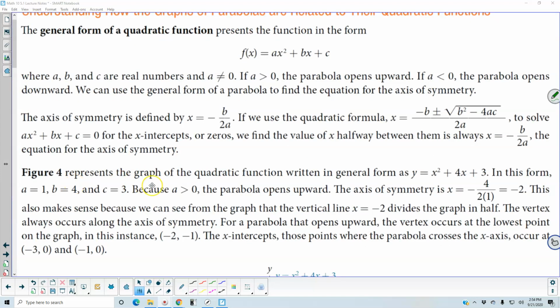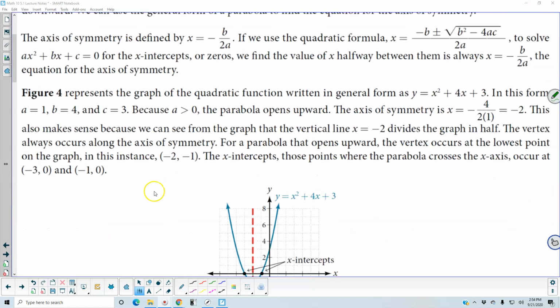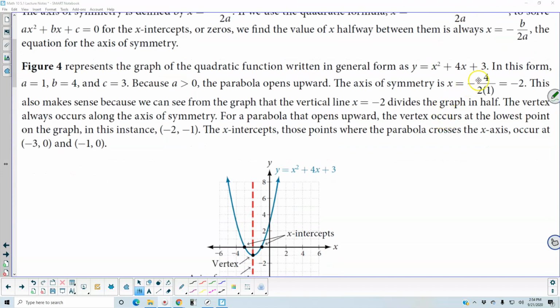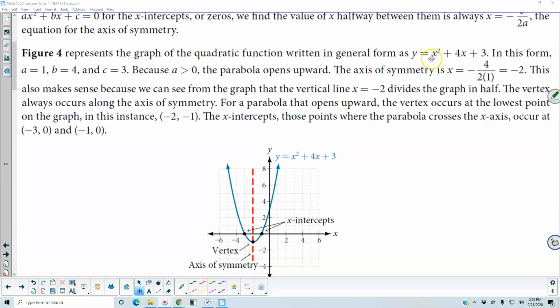Now, figure 4 represents the graph of the quadratic function written in general form as y equals x squared plus 4x plus 3. In this form, we can see that the a value is 1 and it's positive. We can see the value of b is 4, and the value of c is 3. Because the value of a is greater than 0, the parabola opens upward. The axis of symmetry is x equals negative b over 2a. Well, that gives us negative 2. So that tells us where the axis of symmetry is.